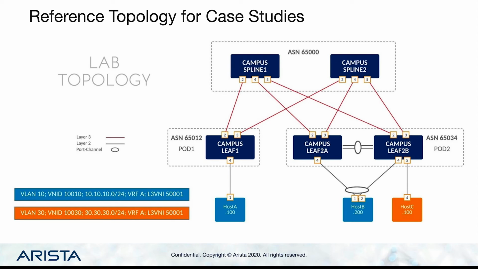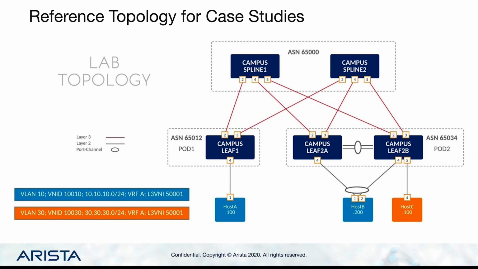The role of campus spline switches in this topology is to serve as a central backbone in which all campus leaf switches interconnect. Each campus leaf switch has a layer 3 point-to-point link to each campus spline. This simple design, when coupled with the modern operating system EOS and open standard approaches, provides significant performance and operational improvement. From a campus leaf design perspective, there are two main configurations which we demonstrate in this lab.